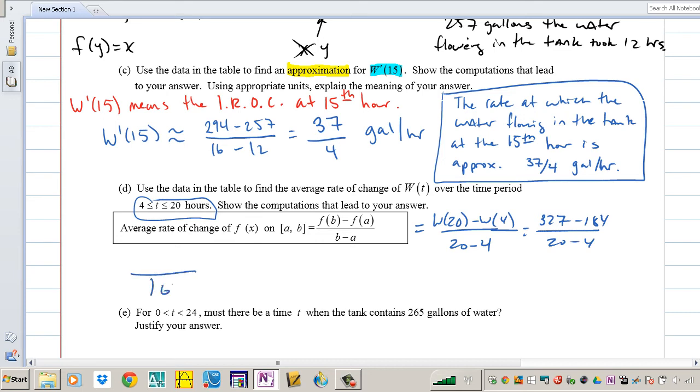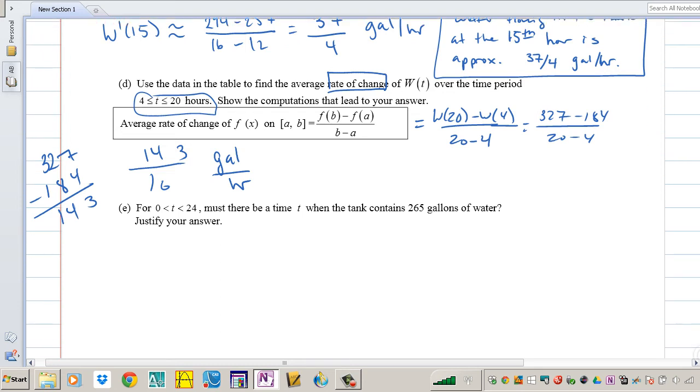The bottom is 16. The top, I think, is 7... no. 3. And then 14. Let's see. I'm doing calculus videos and I can't even subtract. 3, and then 143. Yeah. Okay. 3, 4, 7. Yes. Okay. Good. So 143 over 16, and since we're taking the rate of change, the change of water with respect to time, we have to say it's gallons per hour.